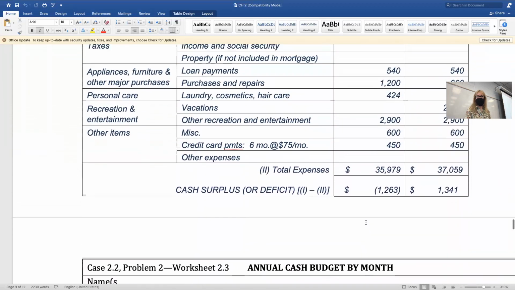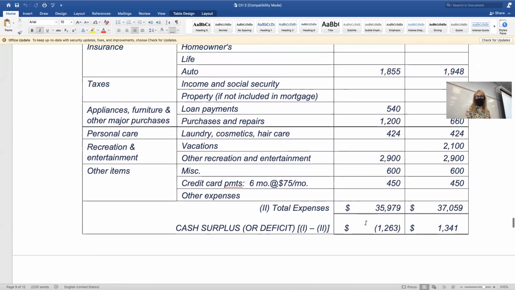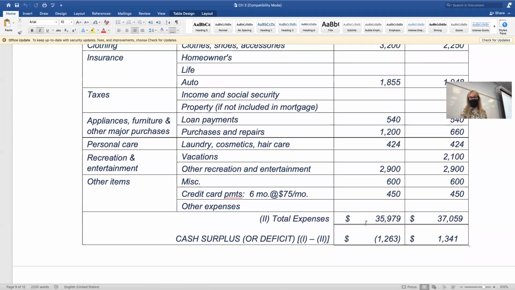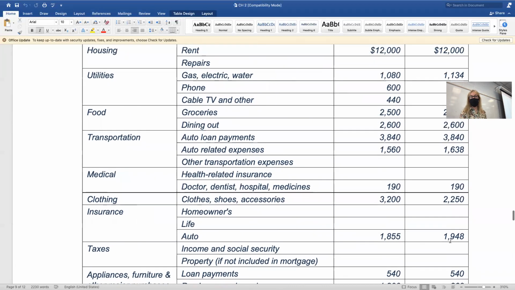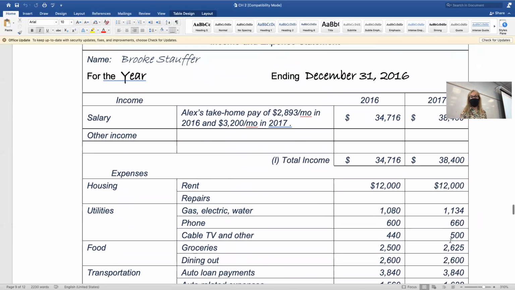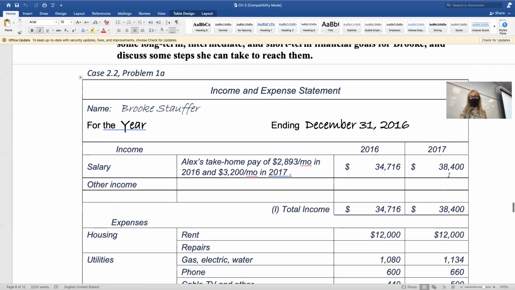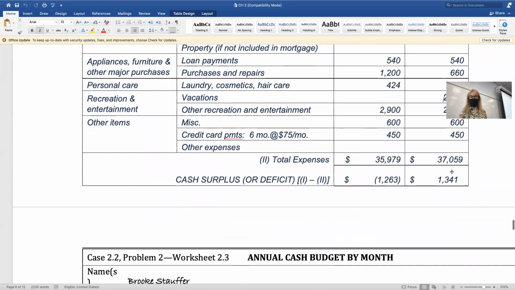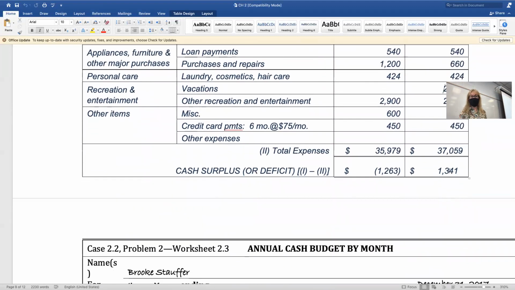I must have just done it to compare things and make the recommendations. Okay, because that's how I kind of determined how much she would need to save. The savings ratio would have been the 1341 divided by the 38.4, right? What did you get for the cash report? Right here, 1341.